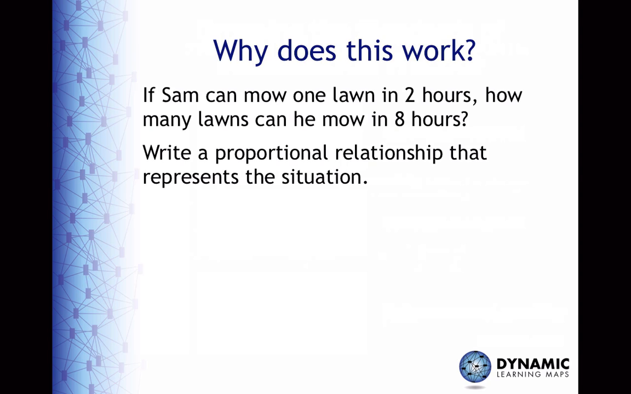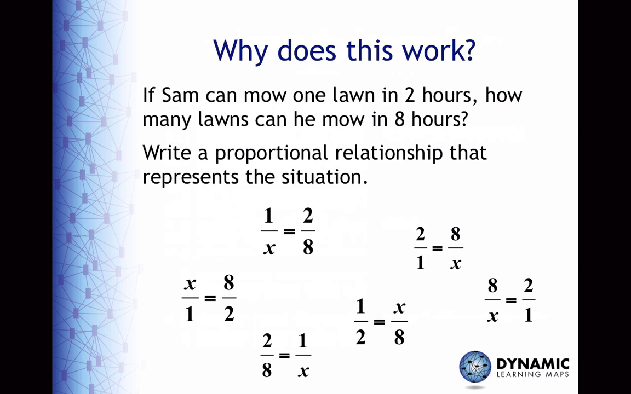If we take this word problem, if Sam can mow one lawn in 2 hours, how many lawns can he mow in 8 hours? And we ask students to write a proportional relationship that represents this situation. Most students would write 1 lawn over 2 hours equals how many lawns as it relates to 8 hours. They would end up with an equation that displays 1/2 equal to x over 8. There are many ways that students can represent the relationship, but it can get overwhelming. It is easy to understand how many of our students could get overwhelmed.